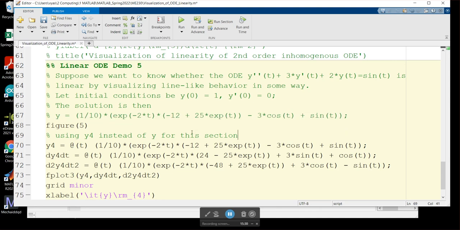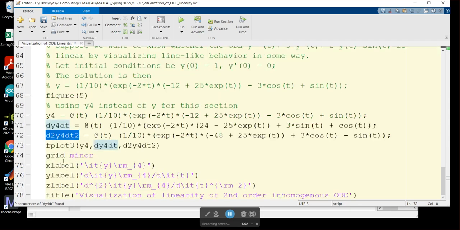And now I'm going to run this again. This time around I have to have 3 functions: y, y prime, y double prime. So I'm using y sub 4 instead of y. So y sub 4, dy4 dt is the first derivative of y. d2y4 dt2 is the second derivative of y, or y sub 4 here. And then I'm using the fplot3 command to plot a 3-dimensional line. So having y4 on the x-axis, this on the y-axis, this on the z-axis. And you can see that I'm using xlabel, ylabel, zlabel for that purpose.